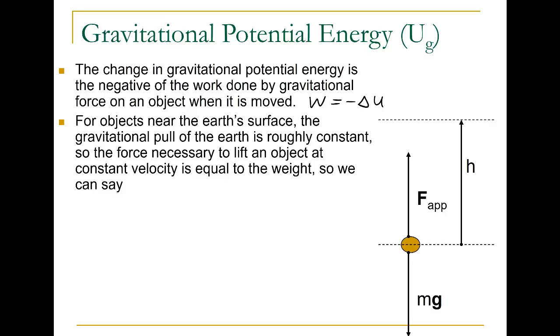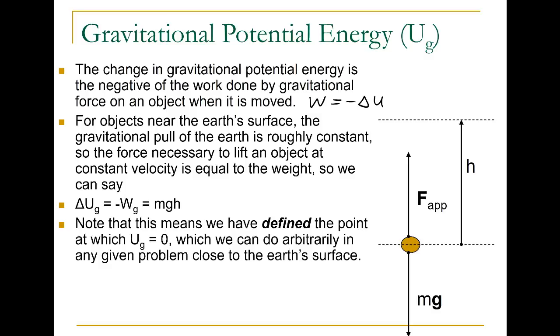When you're near the Earth's surface, the gravitational pull is constant, so the force necessary is roughly equal to the weight. So this means that the change in potential energy is the negative of the work, which is equal to mgh.